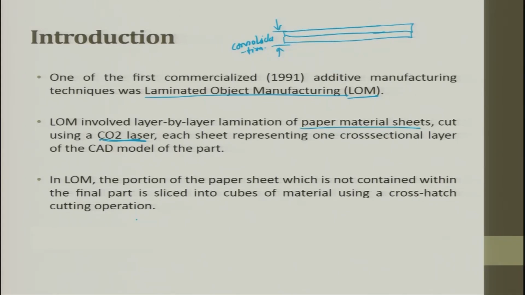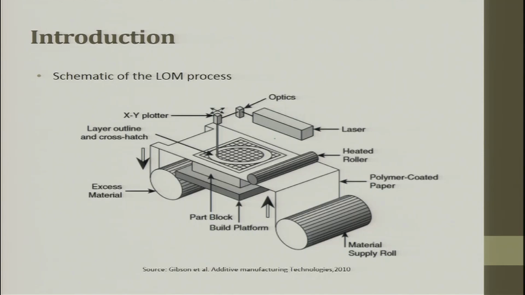The schematic diagram of LOM is shown here. Look at it. You have a laser coming here, this is a CO2 laser, and from here you have optics. From this optics it goes to a galvo, and from the galvo it is hit on the table. On the table you will have a laminate sheet, that is what the laminate is.